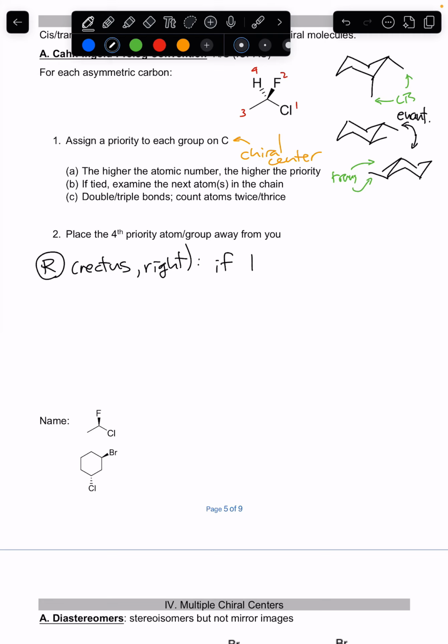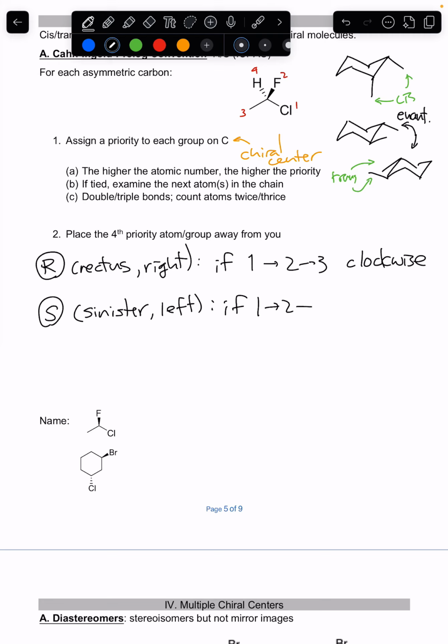If you follow the priority 1, 2, 3, and that is pointing clockwise, as if you're turning right. So think about the steering wheel of driving. And then if it's the other way around, that's left, or sinister in Latin. So this is counterclockwise.